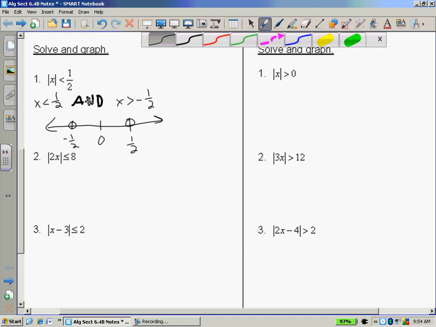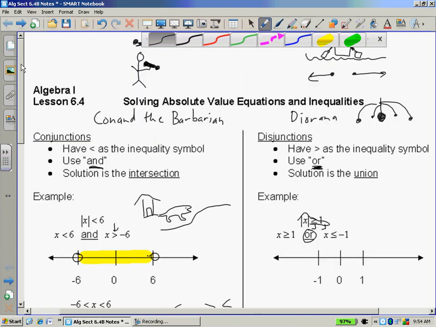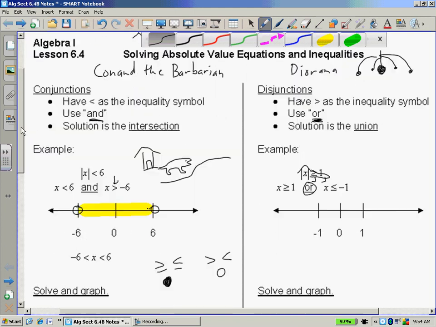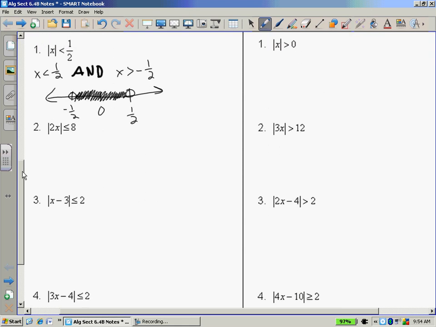All right, since it's an and statement, we think of Conan the Barbarian here with his mighty Conan spear. So it's going between the 2 points with this and statement. Now, in this situation, the alligator is not eating the door, so this is not an or statement. This is an and statement.